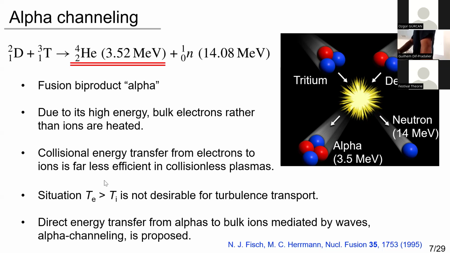And collisional energy transfer from electrons to ions is far less efficient in collisionless plasmas because collisions are quite rare. What's more, the situation where the electron temperature is larger than the ion temperature is not desirable for turbulence transport. So direct energy transfer from alphas to bulk ions, mediated by waves and not mediated by electrons, is desirable, which is called alpha channeling. This is quite a beneficial scenario, and many studies are dedicated to alpha channeling or energetic particle channeling.